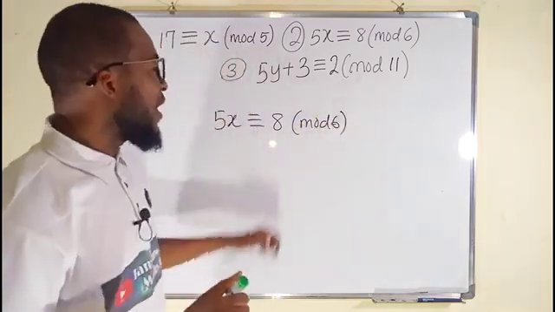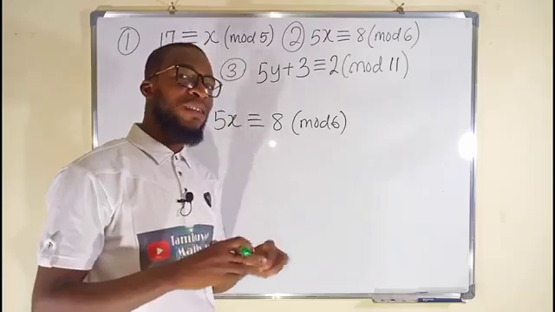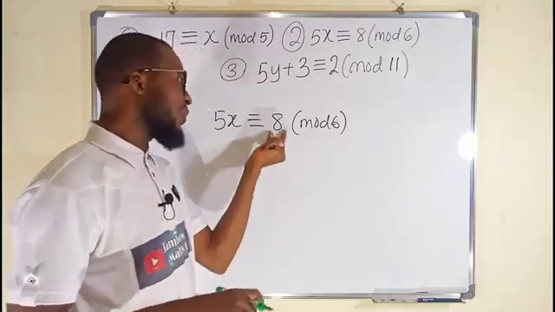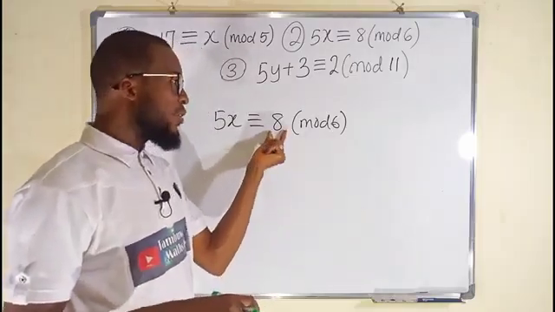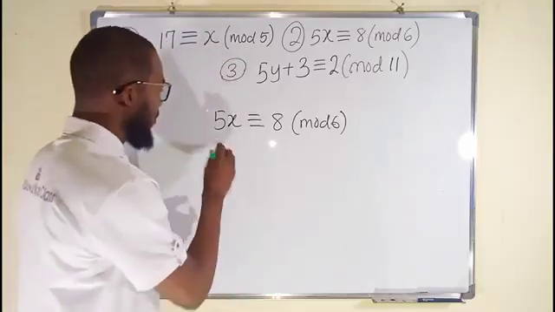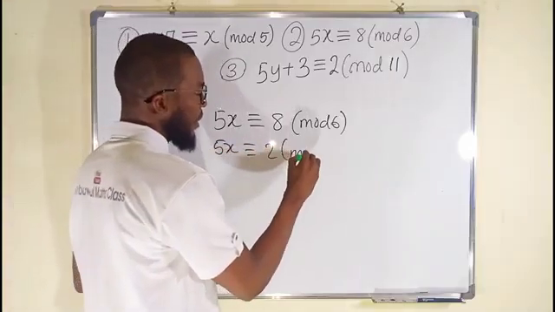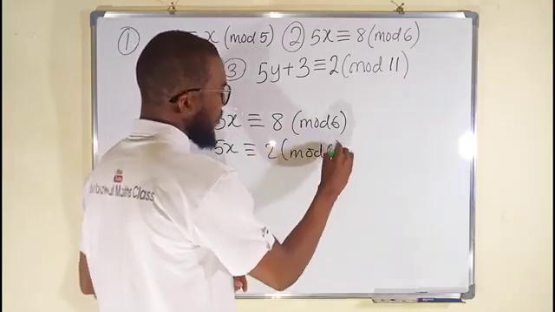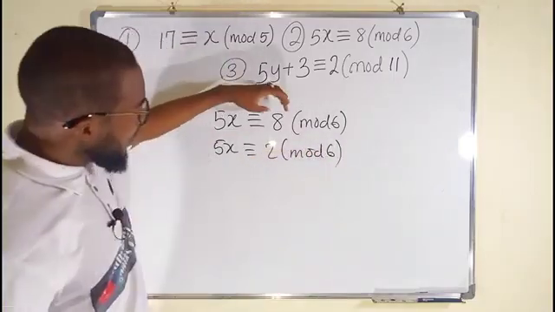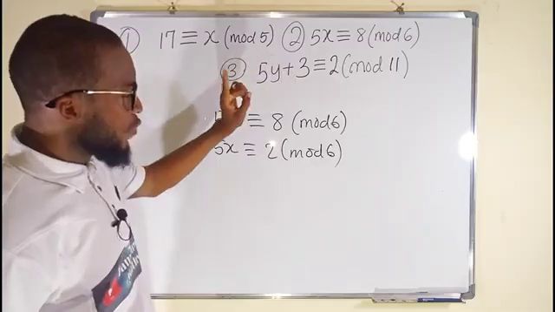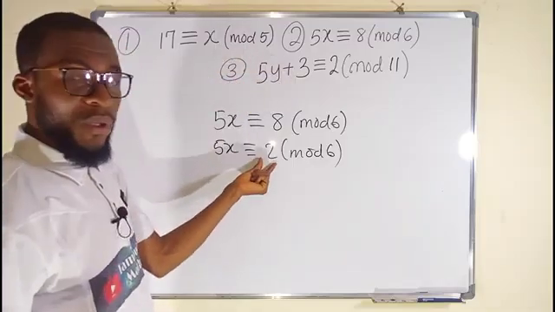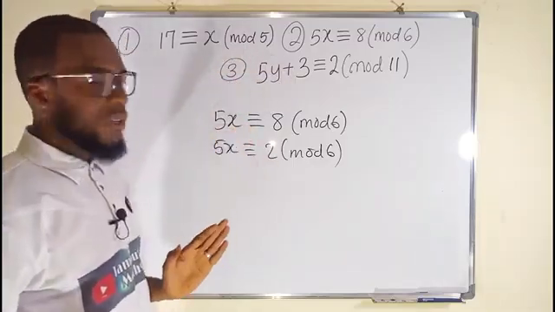Remember I told you that the highest we can have is 1 less than the mod itself, but this time around we have 8. We can reduce this to 2. It's the same thing. So we have 5x equivalent to 2 in mod 6. Because if you divide this by 6, you're going to get 1 with a remainder of 2. So this and this means the same thing.